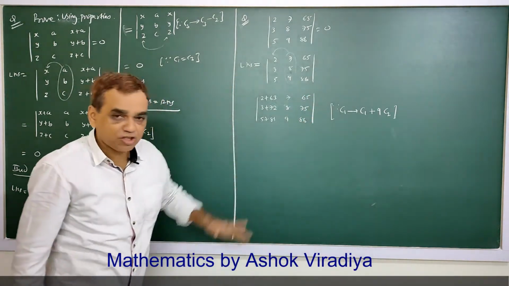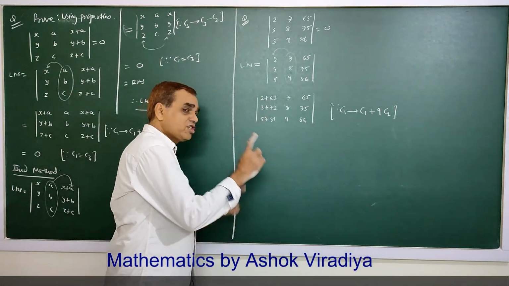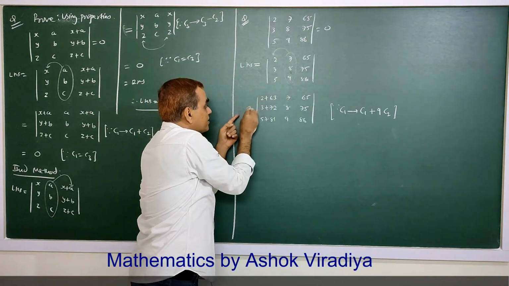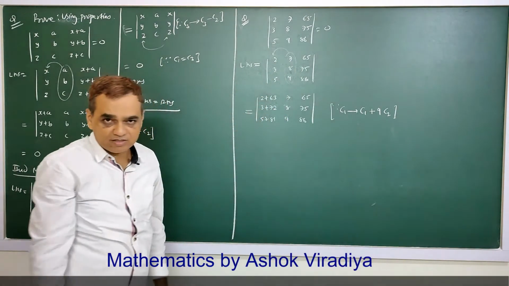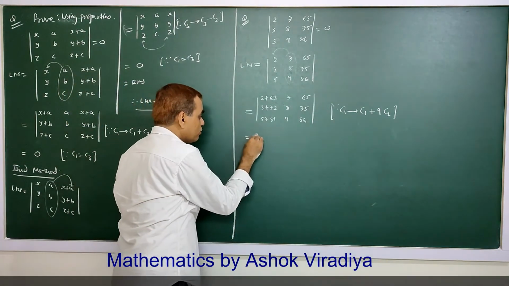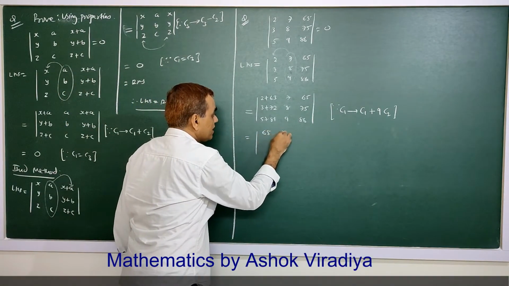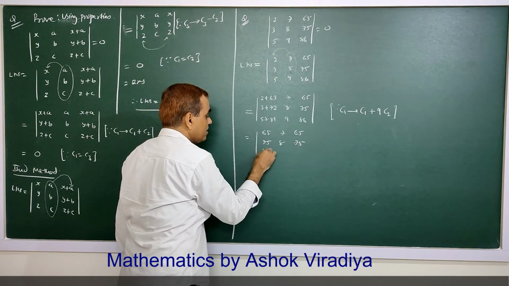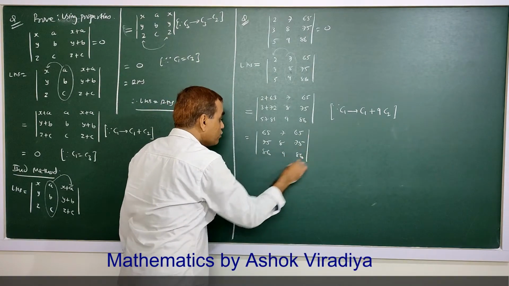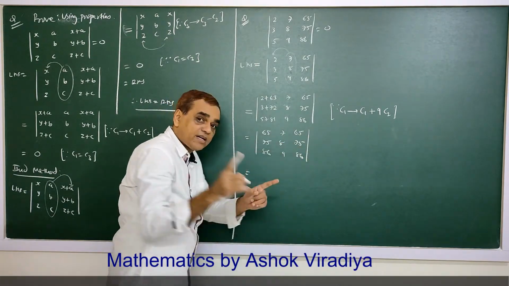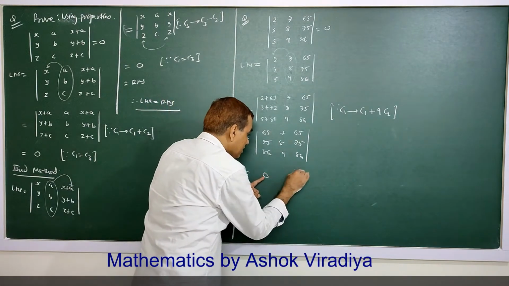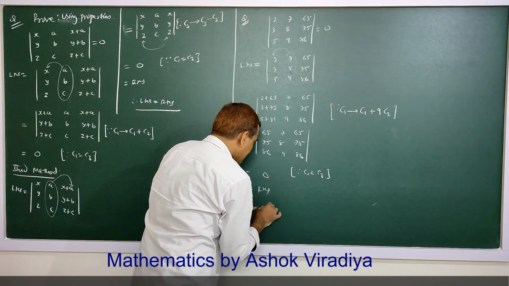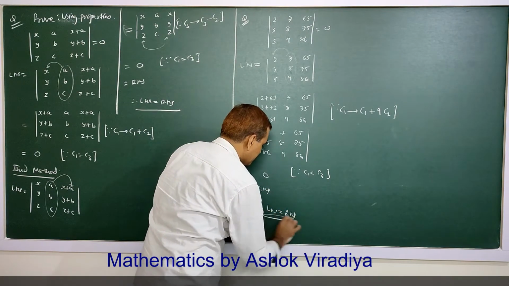And on performing such operations, the value of the new determinant remains unchanged. So whatever the value of this determinant, the same will be the value of this determinant. So it is equal to 65, 7, 65, 75, 8, 75, 86, 9, 86. And now you can see that the first and third column are the same. So its value is 0 because column 1 and column 3 are the same. So LHS is equal to RHS.